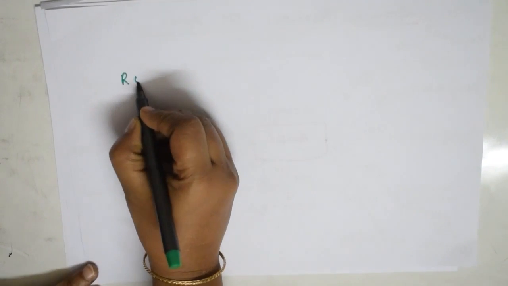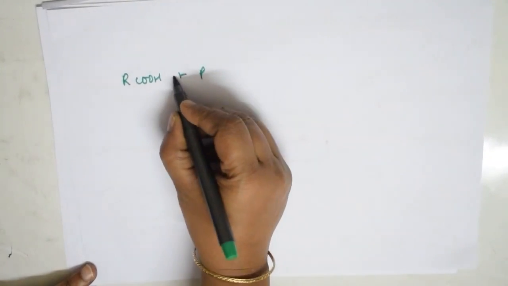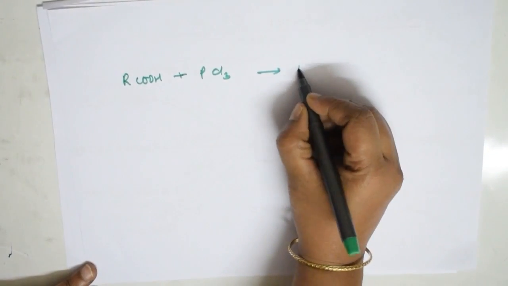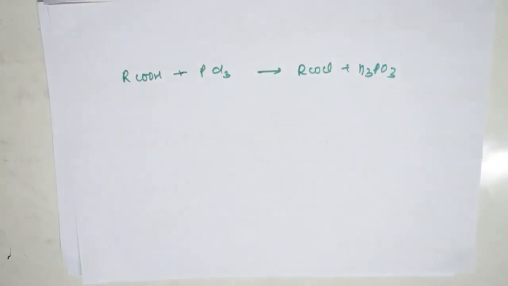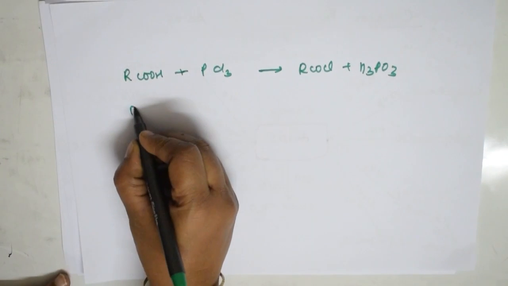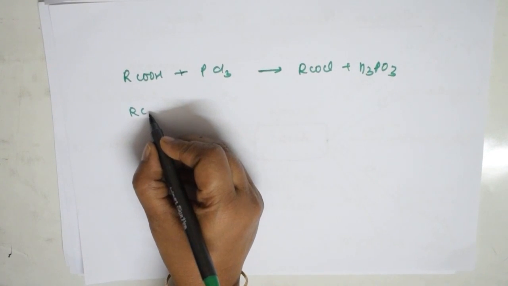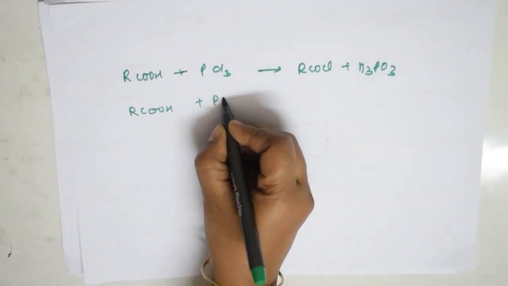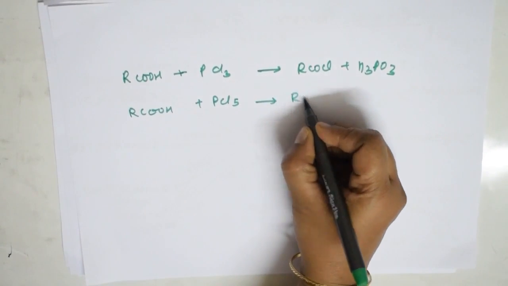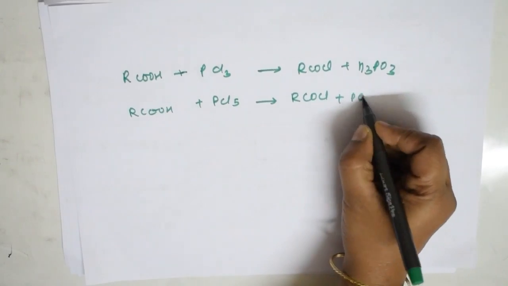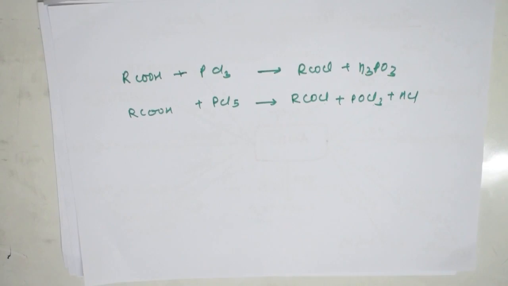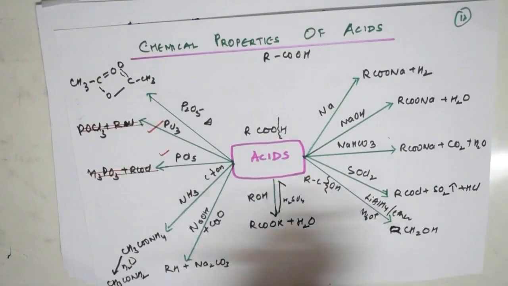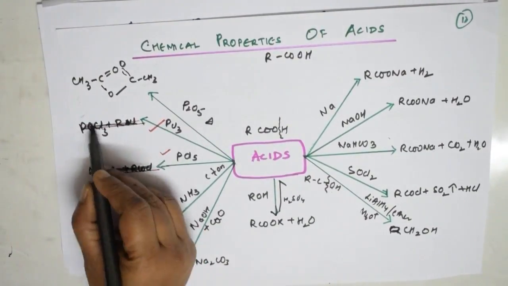Let's see. When we take an acid, RCOOH, and you take PCl3, you'll be getting RCOCl plus H3PO3. So this is the concept with PCl3. Suppose it is PCl5, RCOOH plus PCl5, then the products are RCOCl plus POCl3 plus HCl. So 3 plus 1 is 4, 4 plus 1 is 5, right? So these are the reactions. Sorry for the inconvenience. Take these two reactions out.